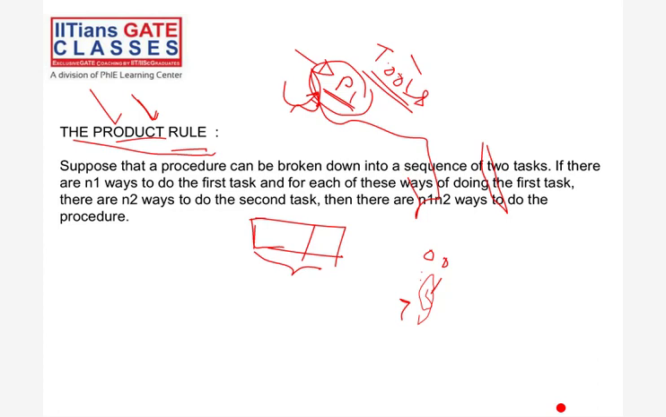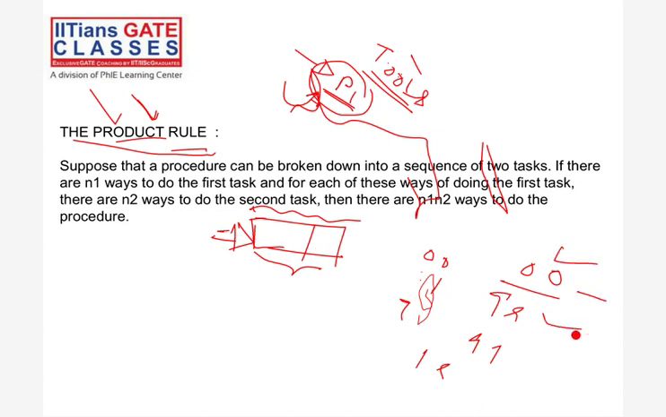Okay, so let's see, what is this product rule? Let's assume that you want to make a two-digit number. For example, 00 is a two-digit number, and 99 or 91 or 19, these kinds of numbers. If you want to make a two-digit number, how many two-digit numbers can you make? That is our question. How many numbers are there? If you count like 1, 2, 3, 4, then how many numbers are there?